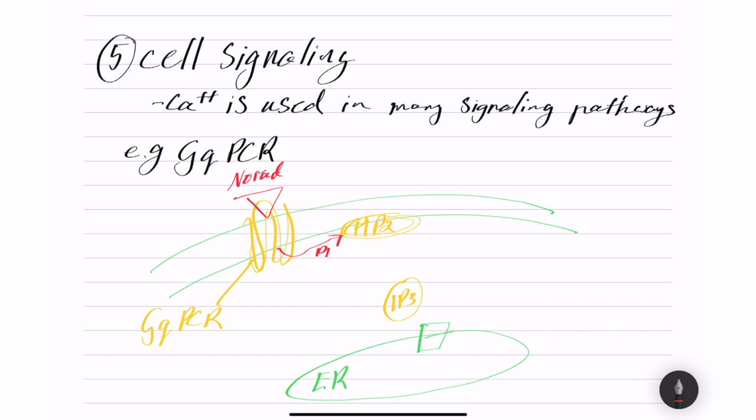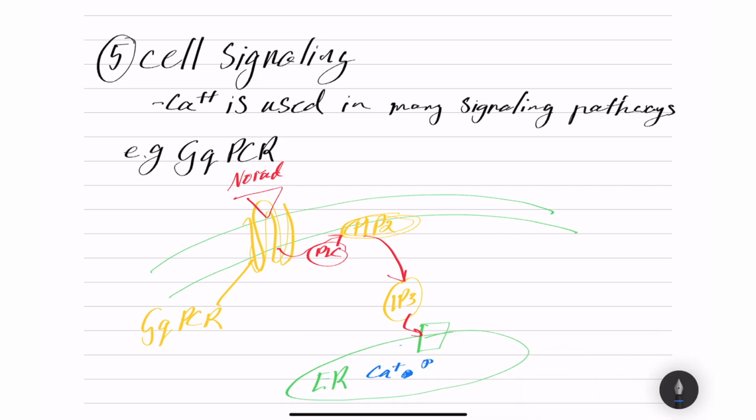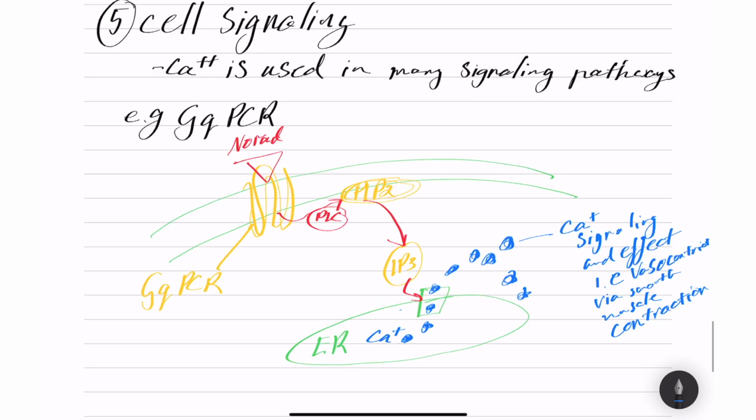This leads to phospholipase C activation of PIP2 and enzymes leading to IP3, which then binds to the endoplasmic reticulum calcium channel, allowing calcium to be released. Calcium signaling and effect takes place, and in this specific example with noradrenaline, this would lead to vasoconstriction.